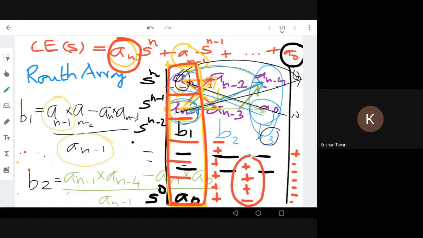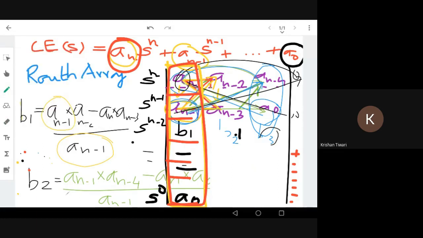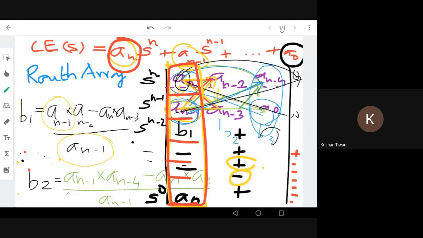So we are focused on the first column of the Routh array. There should not be any sign change for a stable system, and as many sign changes as there are, that many roots are on the right side of the S plane. For example, we have something like this: plus, plus, plus, minus, plus. How many sign changes are there? Again, there are two sign changes. One sign change is here, another is here. So there are two roots on the right hand side of the S plane.